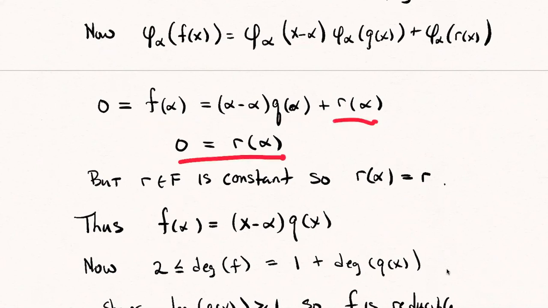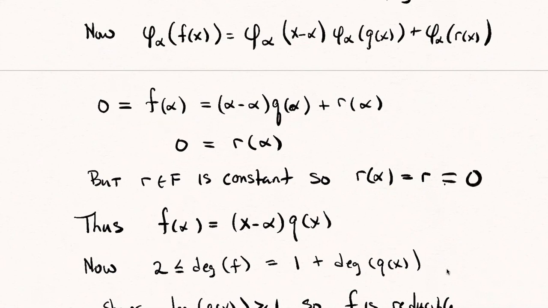So we learn that r of alpha is 0, but r is a constant polynomial, right? When you evaluate a constant polynomial at something, you get the polynomial back. It's by the definition of phi sub alpha. Constant polynomials don't have anywhere to plug in an x, right? So what have we proved? We've proved that r is equal to 0. This constant polynomial r is equal to 0.